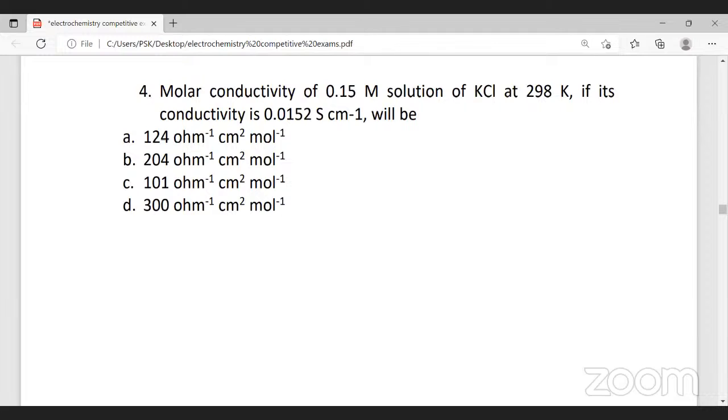Very simple problem. Molar conductance of 0.15 molar solution of KCl at 298 Kelvin, if its conductivity is 0.0152 Siemens centimeter inverse, will be. What is the molar conductance? Tell me. What they've given, its conductivity, Siemens centimeter inverse, the specific conductance they've given. Kappa they've given us 0.0152 Siemens centimeter inverse. And they've given the concentration as 0.15 molar.